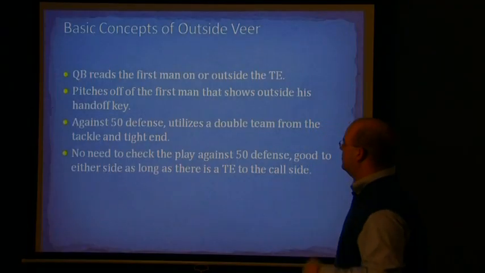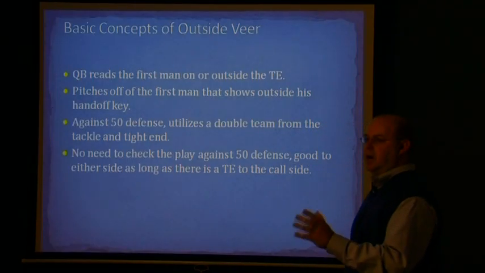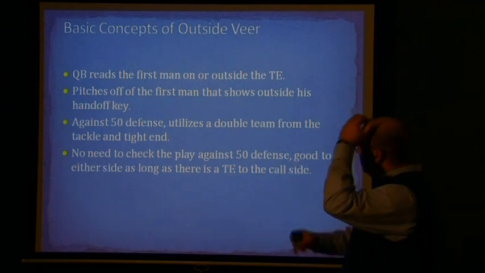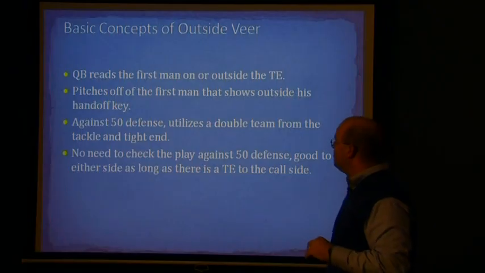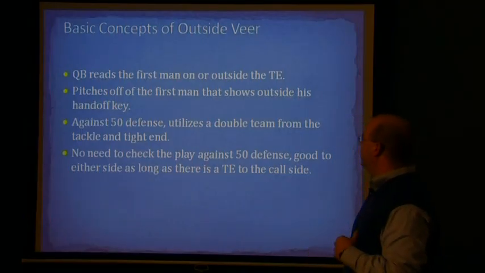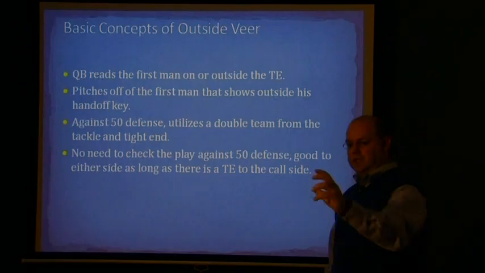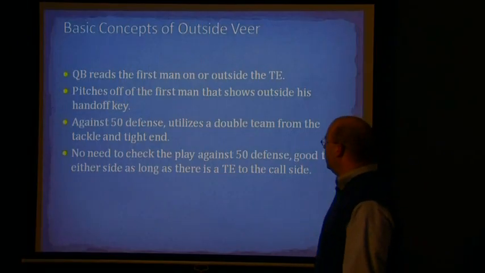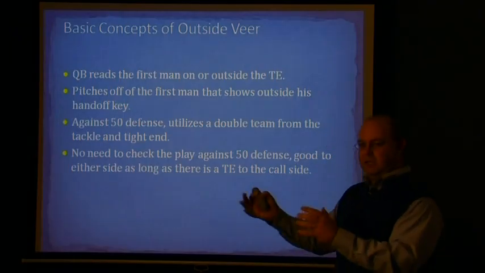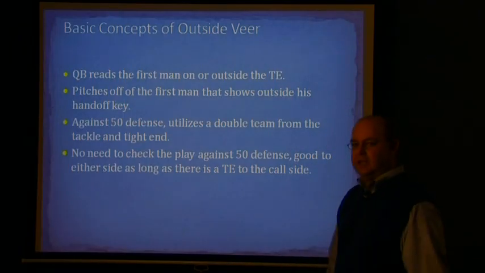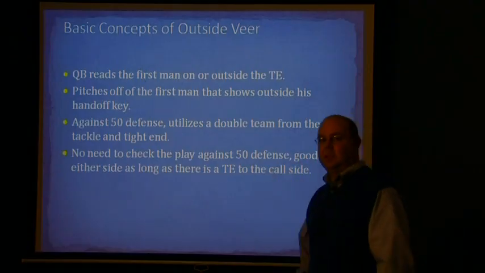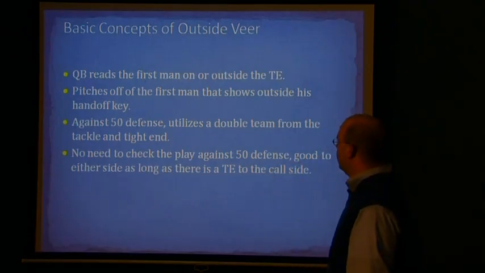Again, just some basic concepts. The quarterback now reads the first man on or outside the tight end, which is usually an outside linebacker or a stand-up defensive end of some kind. And now he pitches off the first man that shows outside of his handoff key. As we'll talk about later, we call that a mush situation, where once he makes a read, if the defensive end or the outside linebacker comes down and tackles the dive, now he can get out of the mesh and really accelerate to the edge, knowing that the next person that shows he can pitch off of, because we have everybody else blocked.